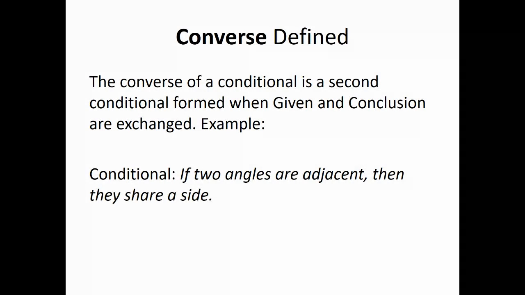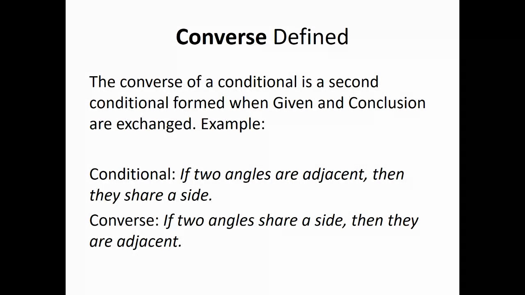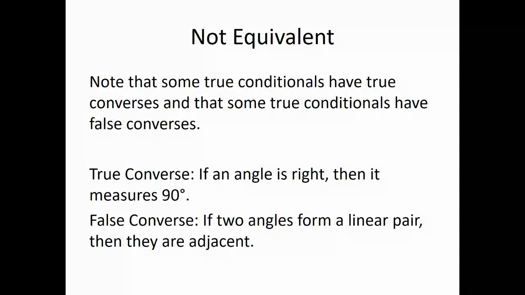So for instance, here's a conditional statement. If two angles are adjacent, then they share a side. If we form the converse of that, we have then, if two angles share a side, then they are adjacent. And notice what we did. We simply exchanged the given and the conclusion.